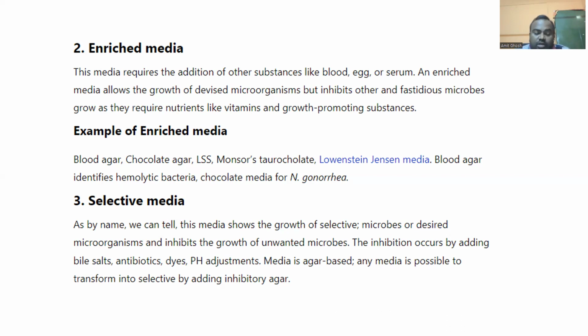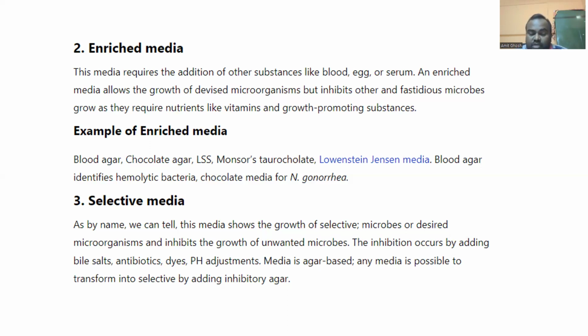How can this inhibition occur? You can add bile salt, antibiotics, dyes, or pH adjustment. So try to find the difference between basal, enriched, and selective media. Selective media means you need to add some ingredients that will inhibit the others.